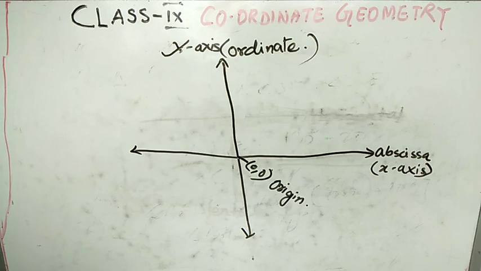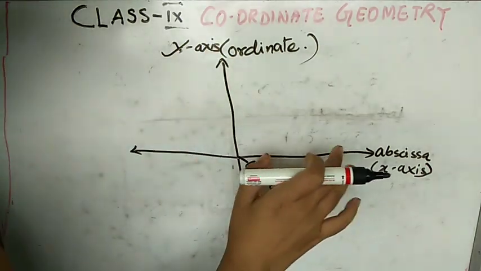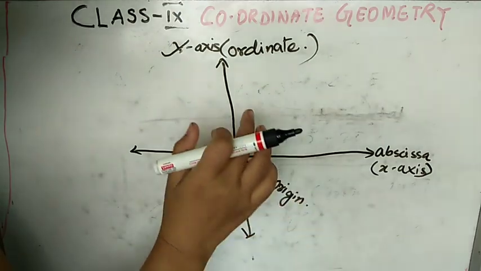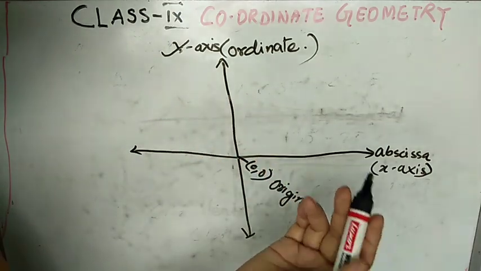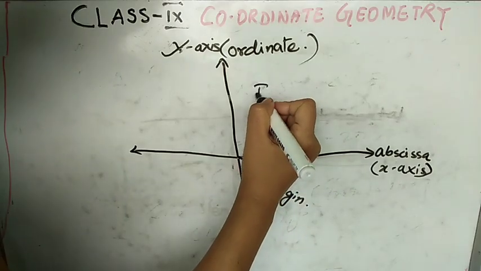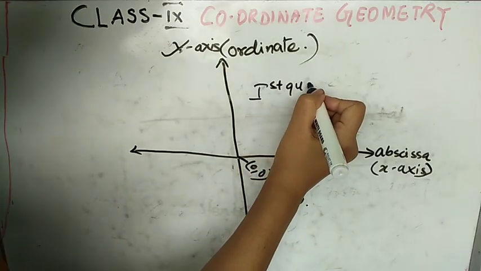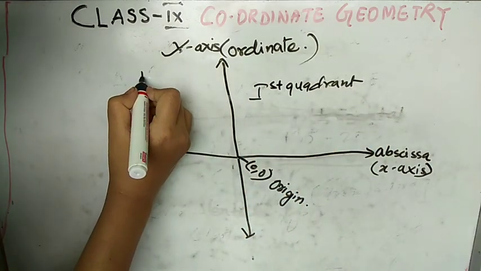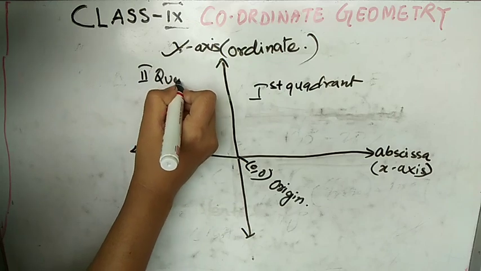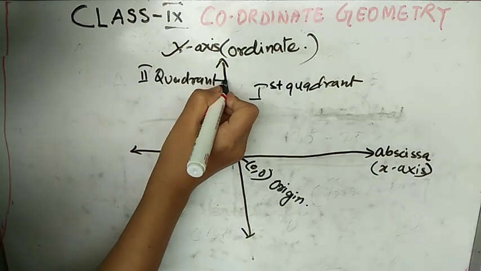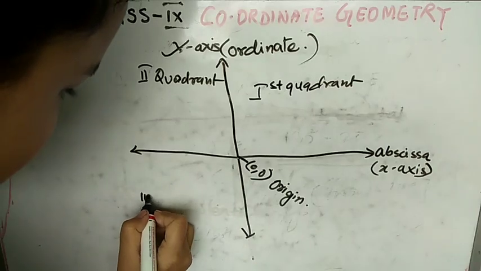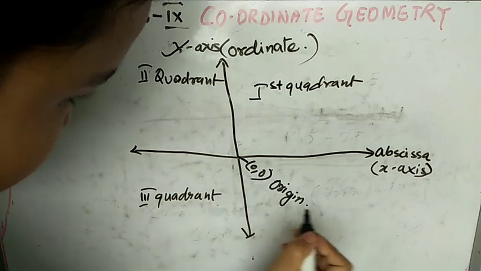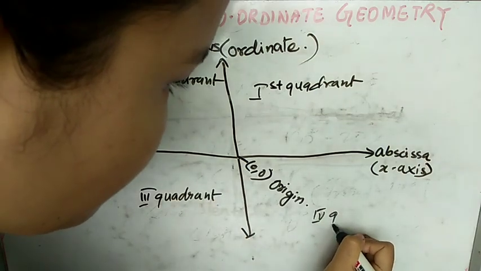Now when we intersect these two lines, the Cartesian plane is divided into four parts. That is this part, and this part. So now the part between these two lines is known as the first quadrant. This part is known as the second quadrant. This part is known as the third quadrant. And this is the fourth quadrant.